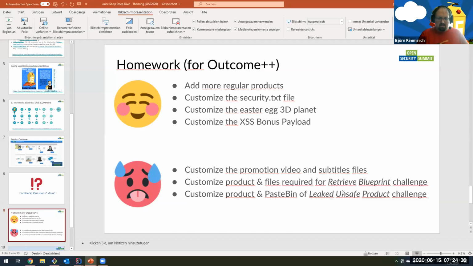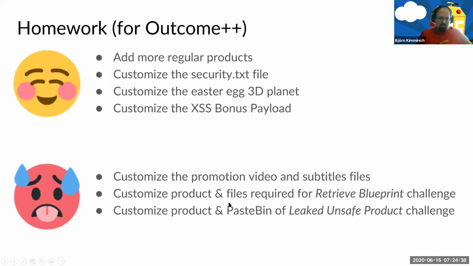So the theme in this final version that I just showed is already part of the JuShop distribution of the latest one. But we could actually improve it a bit more, and this is what this homework slide is for. First of all, we could add a few more regular products, mostly copy and paste from the merchandise store. So that's pretty simple.